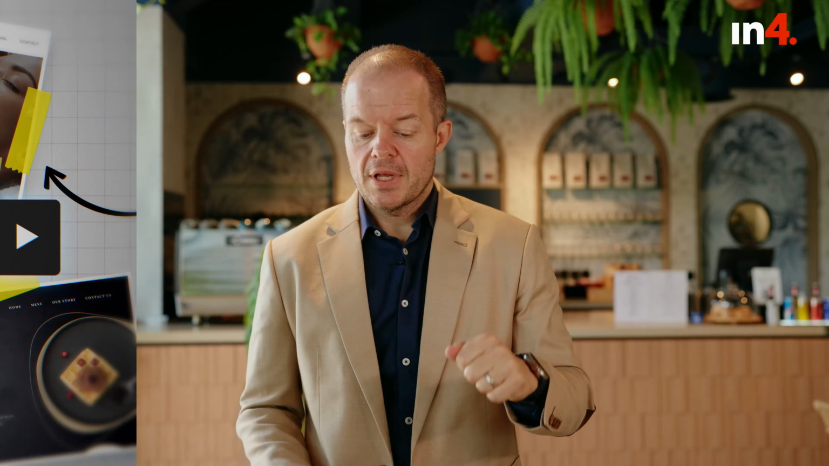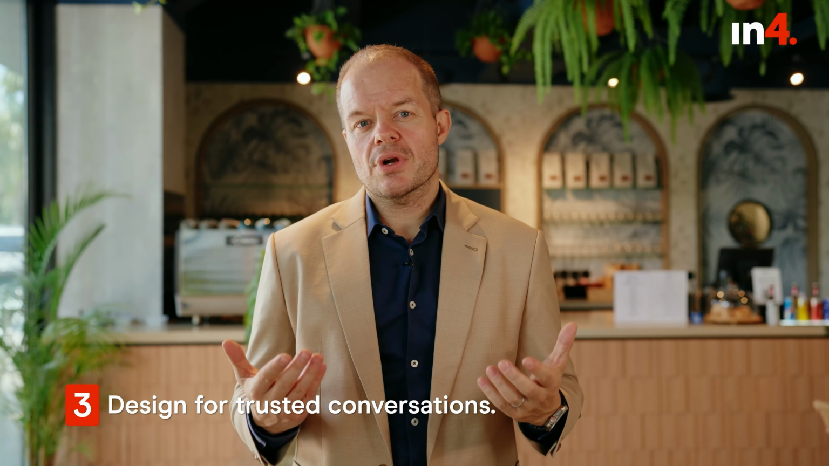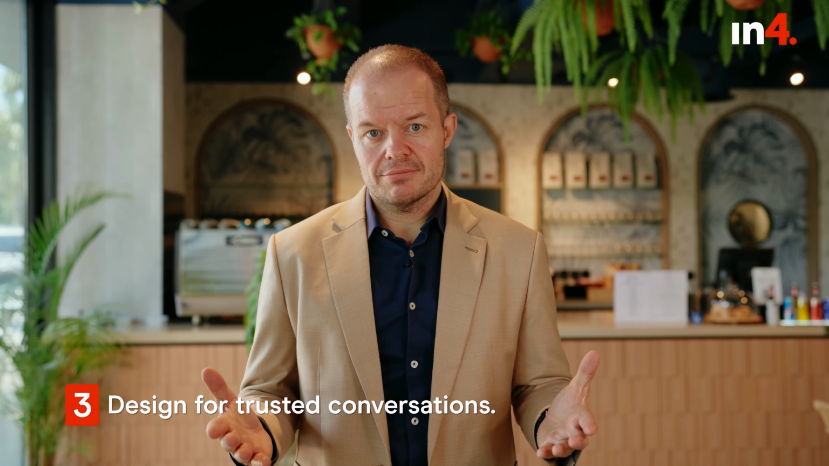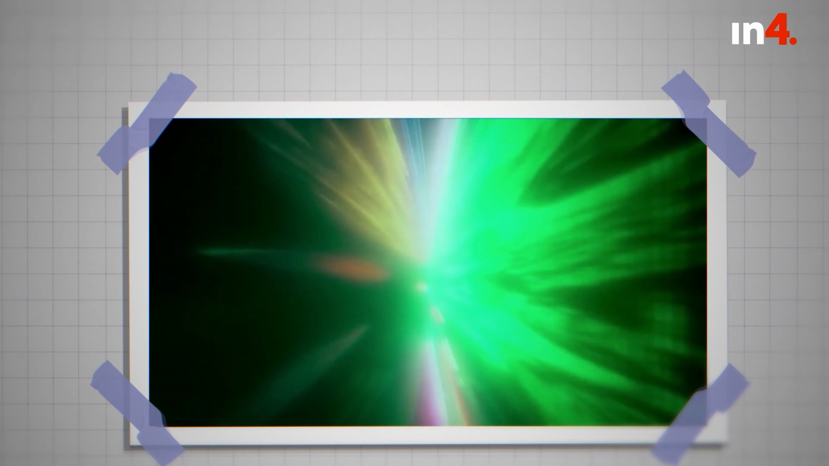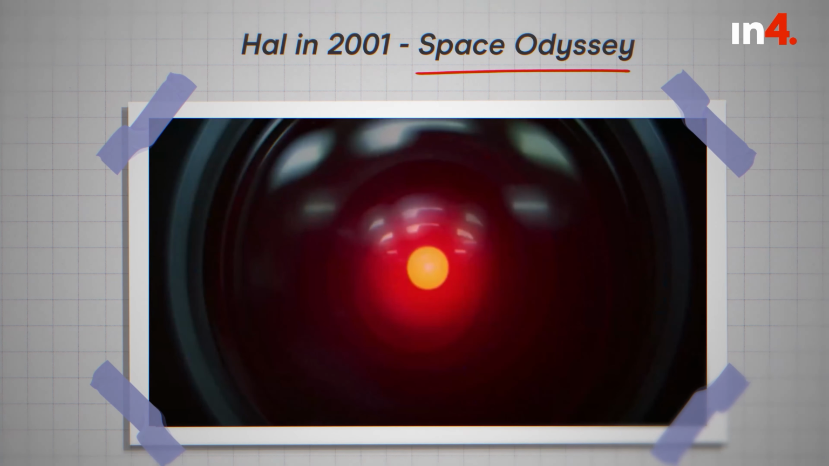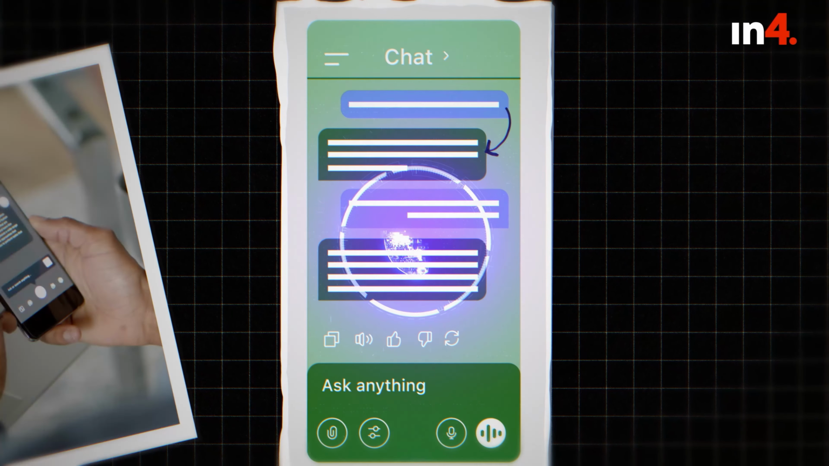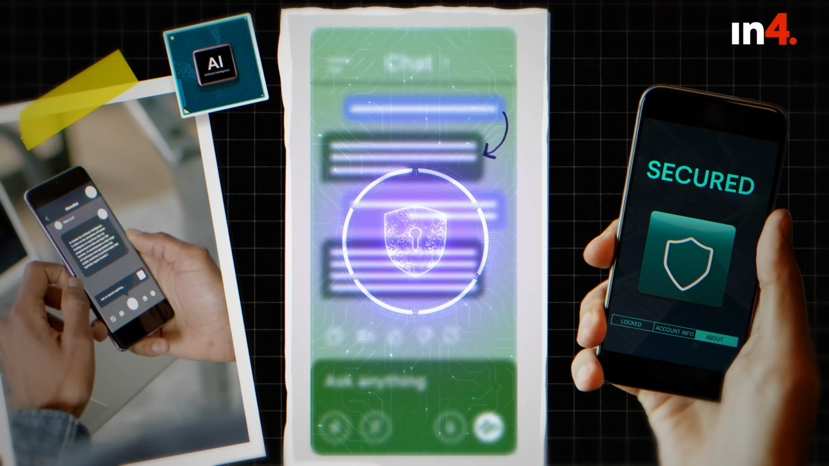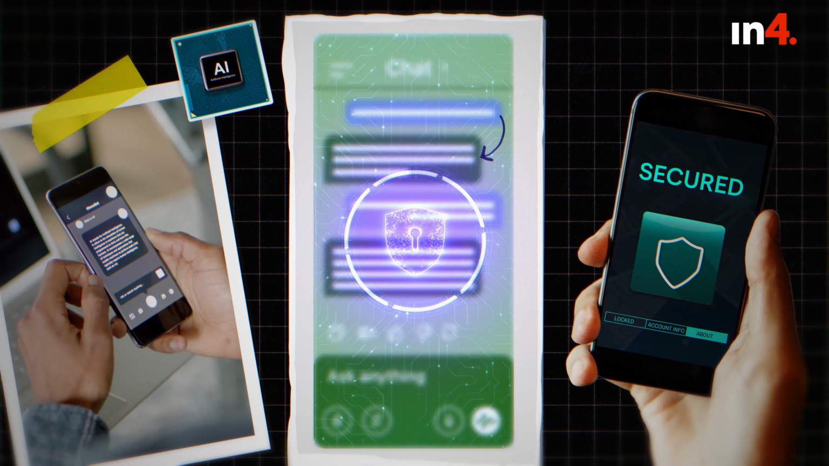Number 3, you're not designing for static content or interactive content anymore. You're designing for a trusted and smart conversation. Right? You are going to be asking for personal information in order to personalize, and you don't want that to feel like speaking to HAL in 2001: A Space Odyssey, right? That kind of creepy Kubrick sort of conversation. You want it to be trusted, but you also want it to be smart.